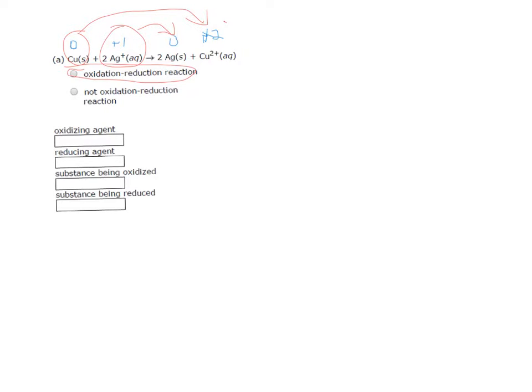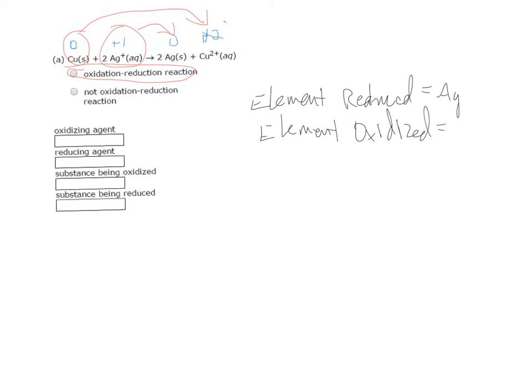Why don't we list those elements? The element reduced is the one that went down in charge, and that would be silver in this case. The element oxidized is the element whose charge went up. Copper in this case.